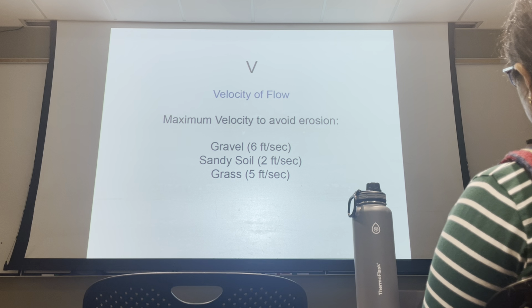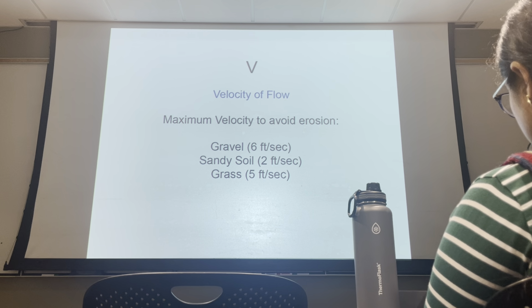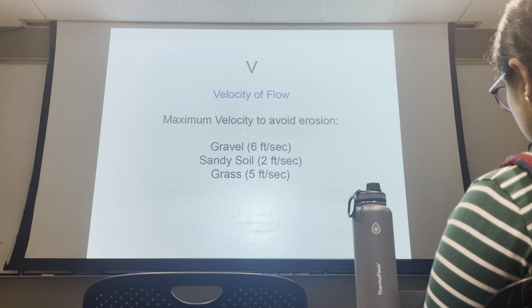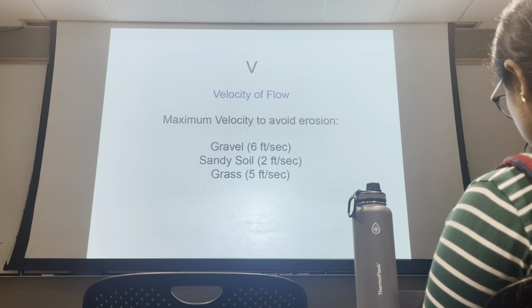If I was putting water across a gravel surface, I would max out at 6 feet per second. I don't want to go anything faster than that. Grass, I could do 5 feet per second before I start to erode the dirt under the grass. If you're lower than this, it's fine, right? If you're at 2 feet per second on grass, it's totally fine.